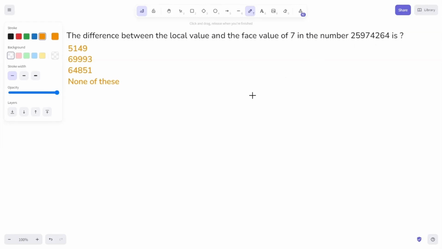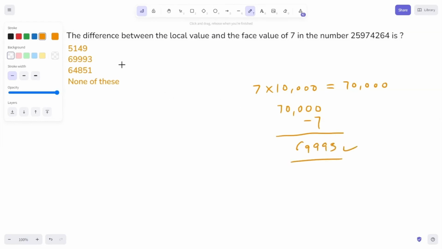So if we find the local value of 7, it is 7 into 10,000, which equals 70,000. Okay. The face value is nothing but the number itself. So if we check the difference of the local value and face value, we will simply do subtraction. If we subtract 7 from 70,000, it will become 6,993, and this is our answer. And as you can see in the options, the second option is the correct option. Okay. So this is our answer.